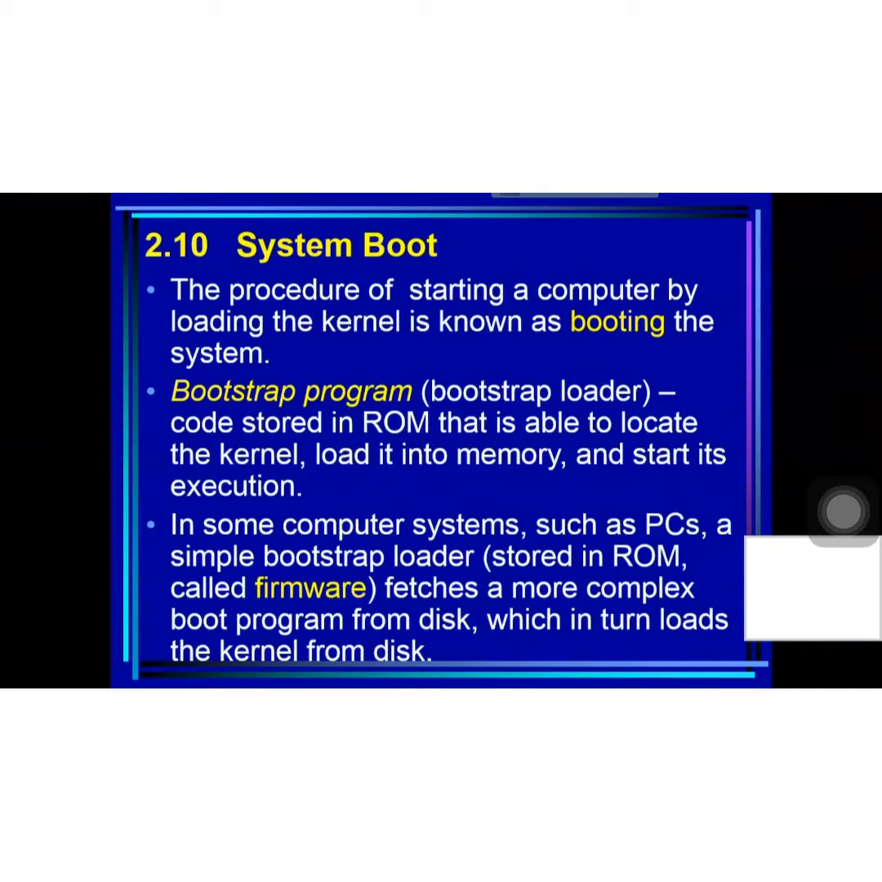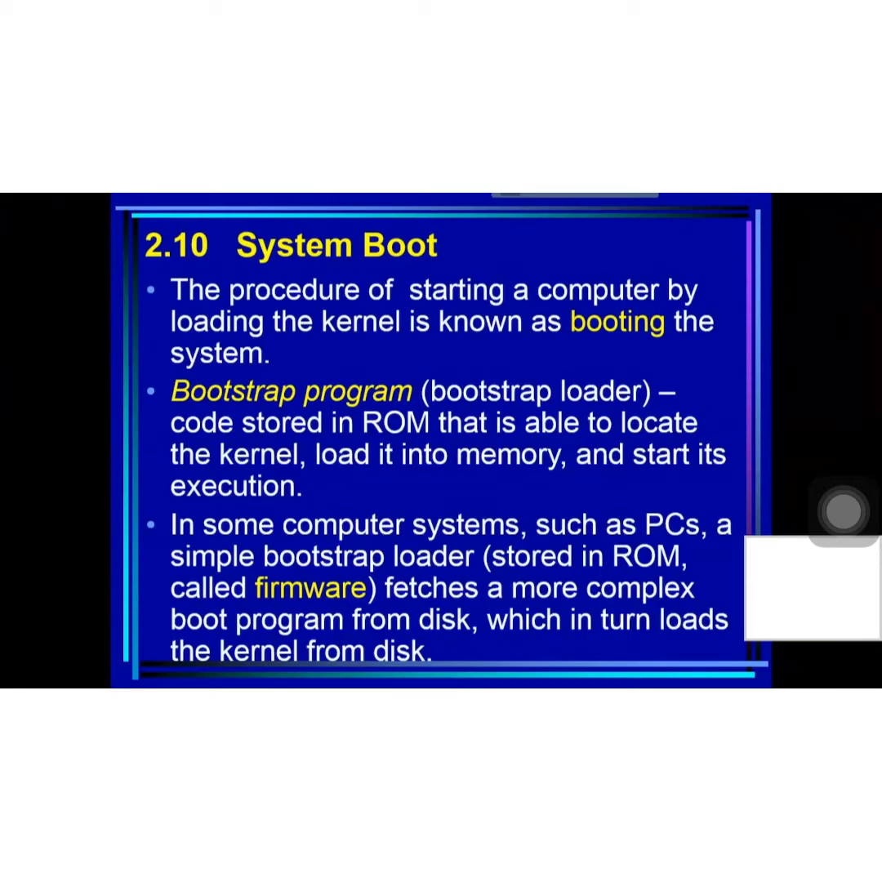The bootstrap program can perform a variety of tasks. Usually, one task is to run diagnostics to determine the state of the machine. If the diagnostics pass, the program can continue with the booting steps. It can also initialize all aspects of the system, from CPU registers to device controllers and the contents of main memory. Sooner or later, it starts the operating system.